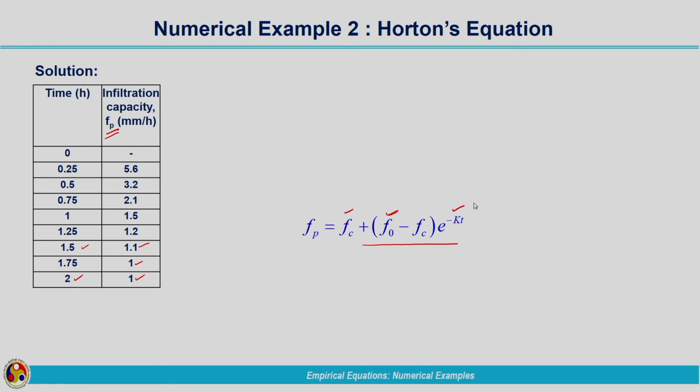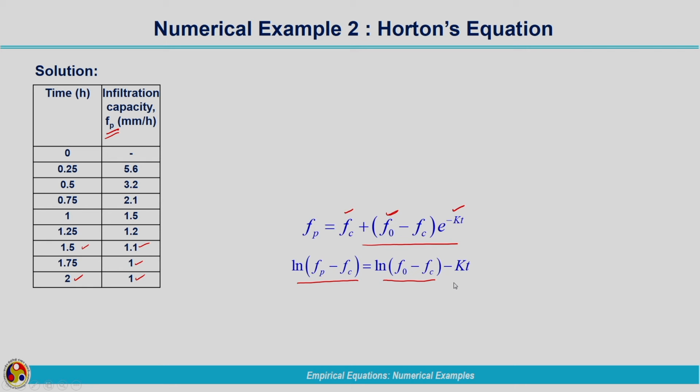For that we will move ahead, and we are going to make some adjustment with the terms: Fp minus Fc is equal to F naught minus Fc e to the power of minus kT. After that, again we are taking the natural logarithm on both sides. So the left-hand side will be ln(Fp minus Fc) is equal to ln(F naught minus Fc) minus kT. This we have seen already in the previous lecture.